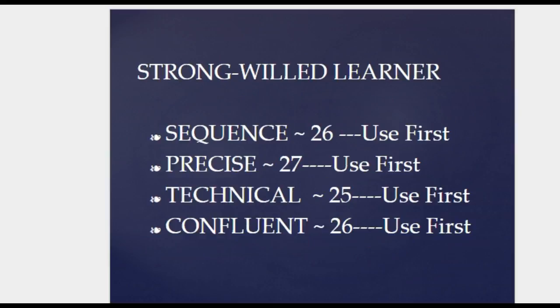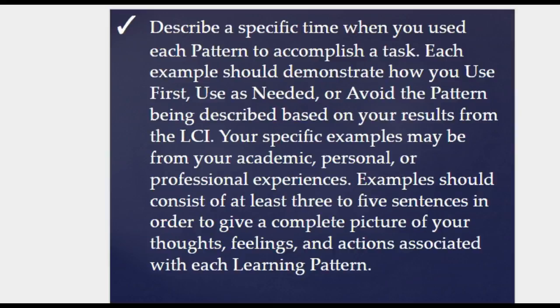So for my results, I was a strong will learner. For sequence, I was 26 score, use first. Precision, 27 score, use first. Technical reasoning, 25 score, use first. Confluent, 26, use first.